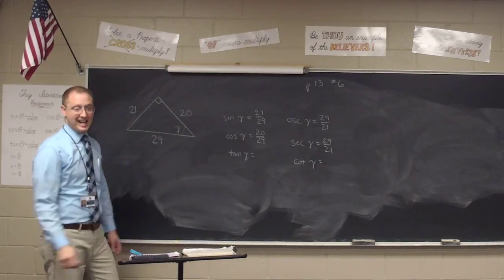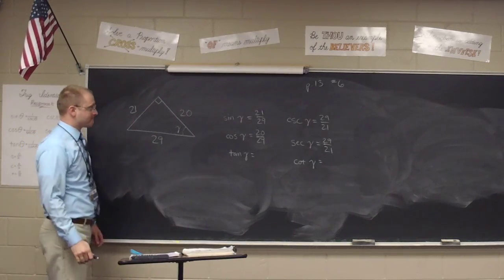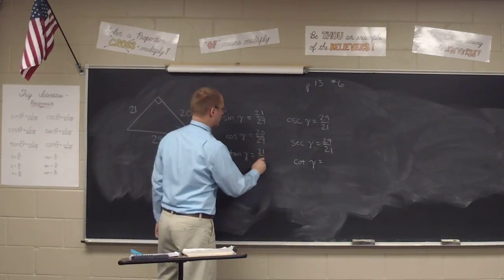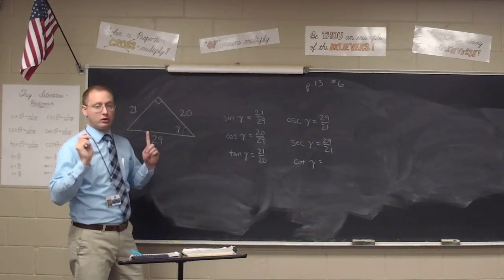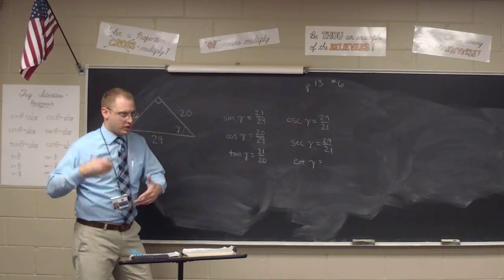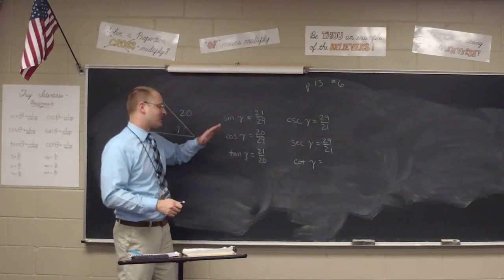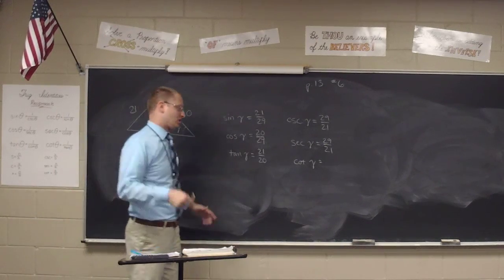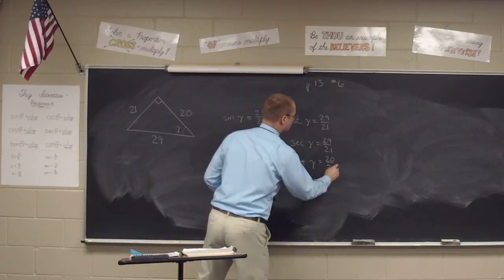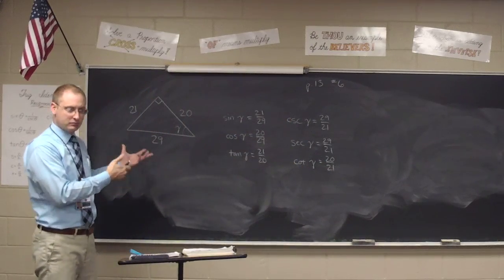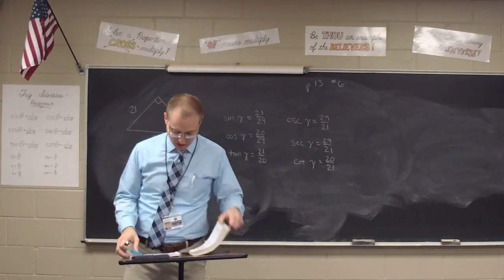And then let's go ahead and get the tangent of gamma, Jamie. 21 over 20. And once we get the tangent, let's also get the reciprocal, which is the cotangent, 20 over 21. So once you get the tangent, also get the cotangent, the reciprocal, which is 20 over 21. Easy enough? All right, now flip back to page 11.